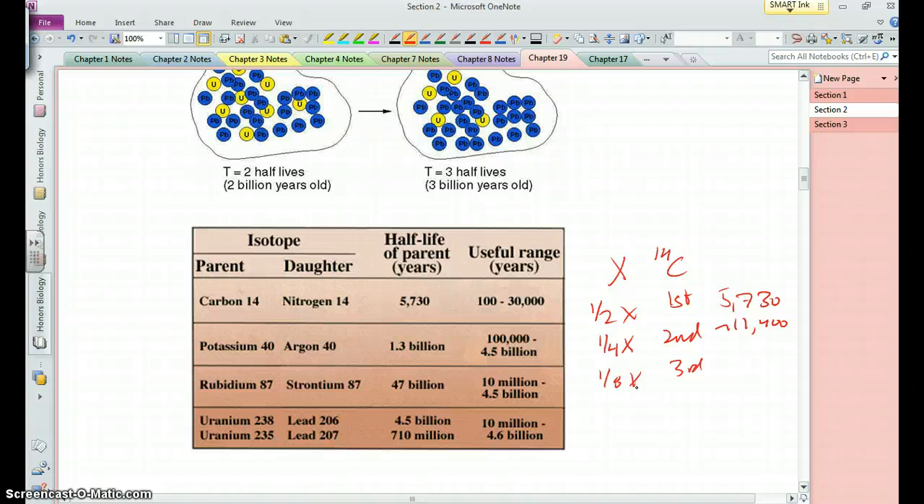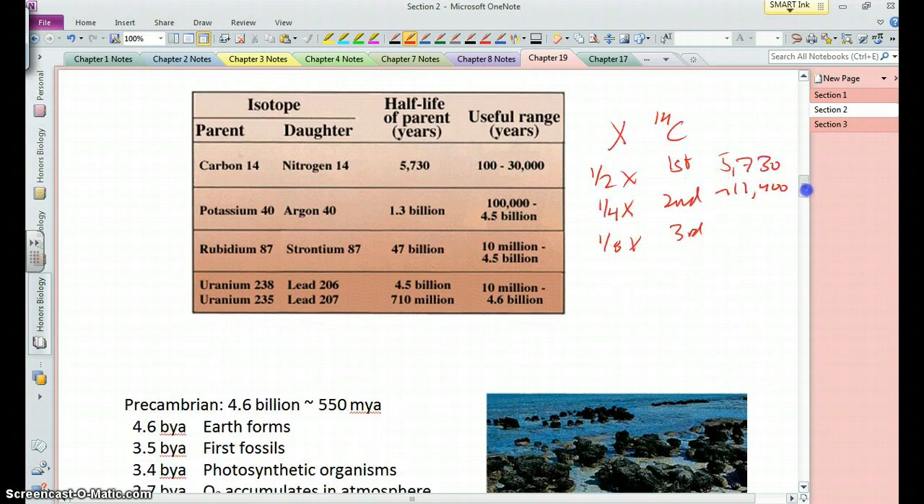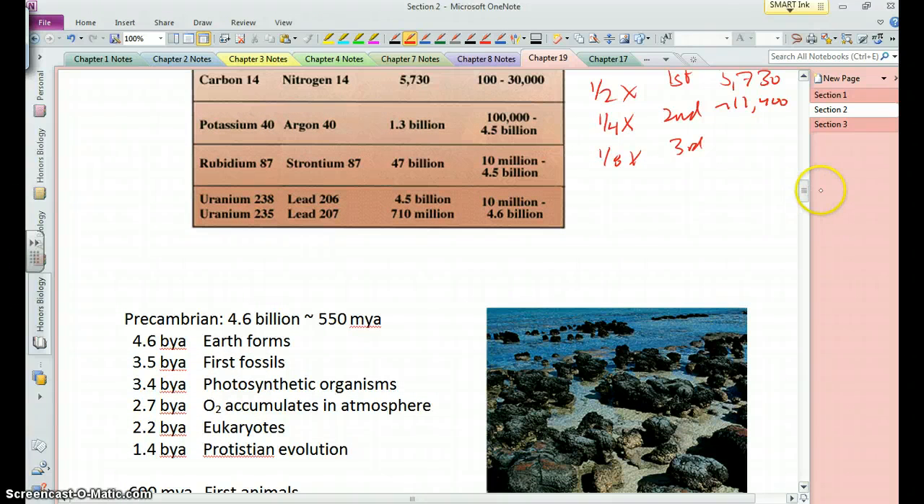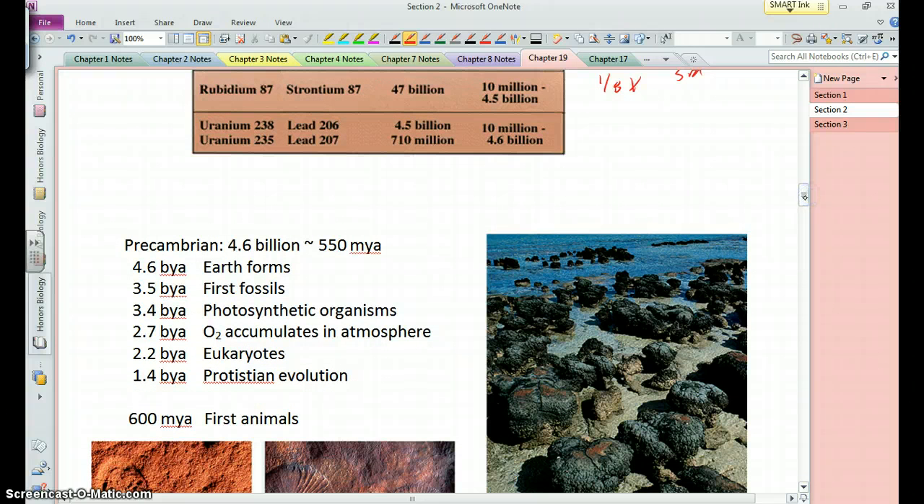And you can do this with other types of isotopes you see here. And so you can use these to date things, and that's how many of these dates that we're going to use here are arrived at. Because there are some of the original rocks that formed early on in Earth left, and we can age them and see again that the Earth is about 4.6.